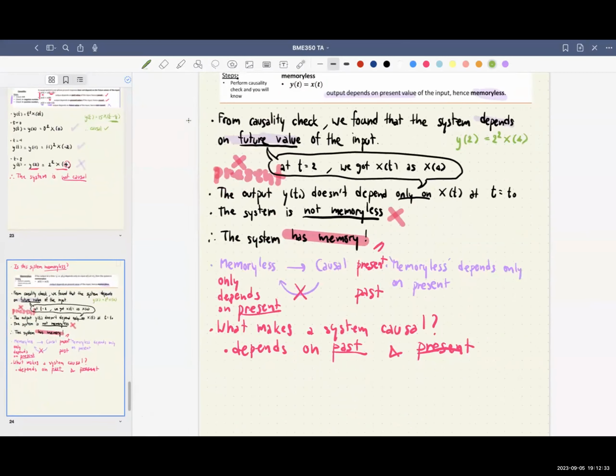Okay, it's going to be this big part. When I say a system is memoryless, I want you to know that that system is also causal. However, if we have a system that is causal, we cannot come to the conclusion that the same system is memoryless. If it's memoryless, then it's causal. But if it's causal, it's not necessarily memoryless.